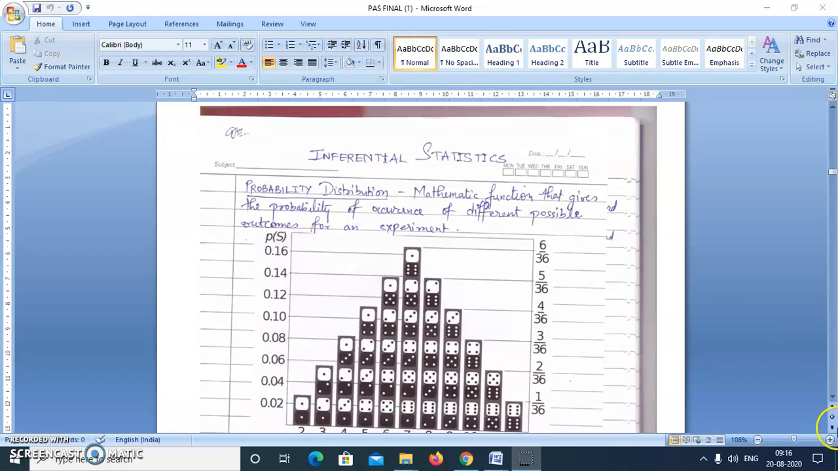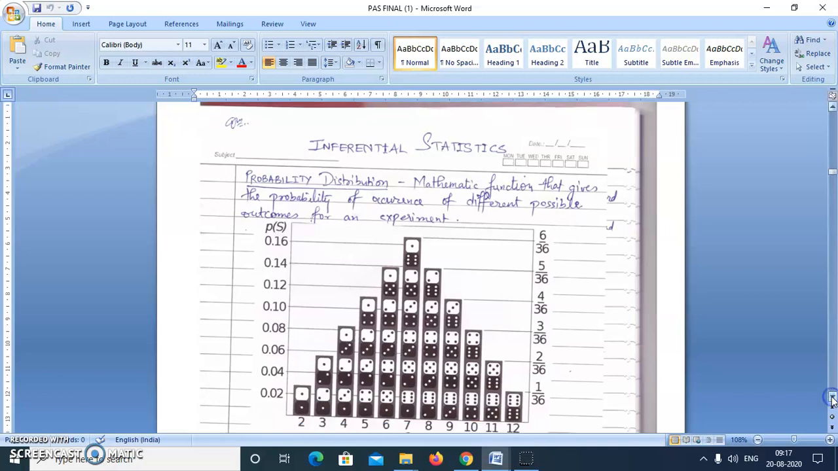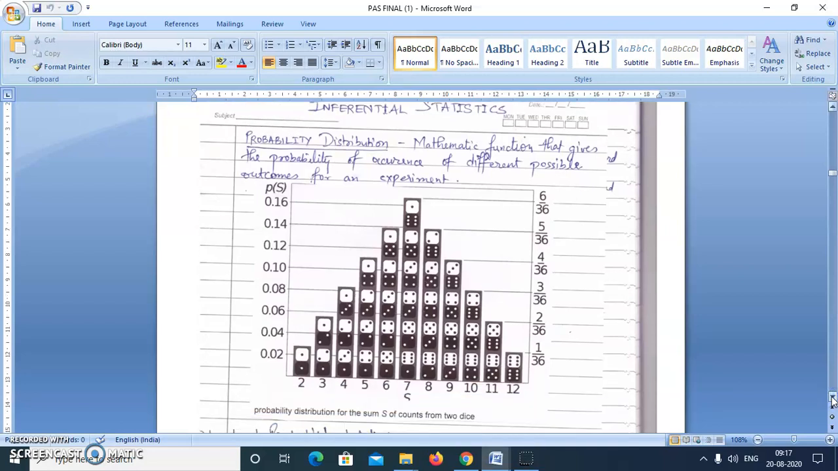So first we need to understand what is the meaning of probability distribution. It is a function that gives the probability of occurrence of different possible outcomes for an experiment. For a given experiment, the probability of different possible outcomes. As I have shown here in the picture, it is the probability distribution for the sum of counts from two dice. If we throw two dice, what is the probability of coming of total 2 or 3 or 4? So like this, there are some standard probability distributions.